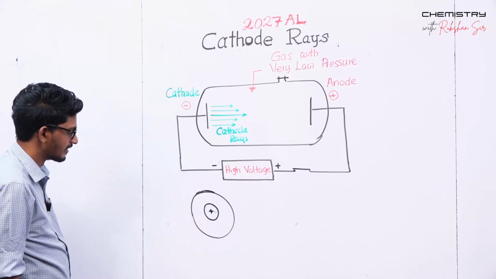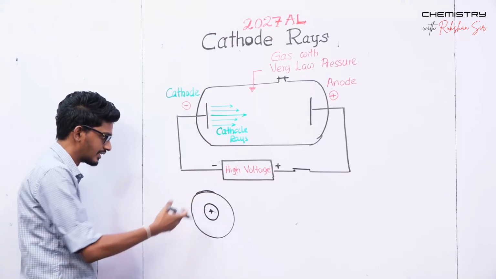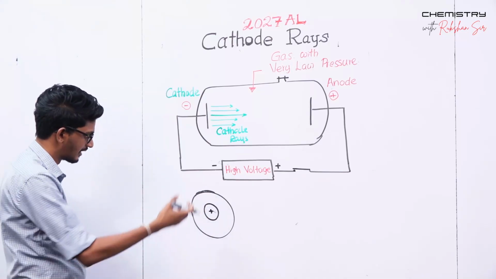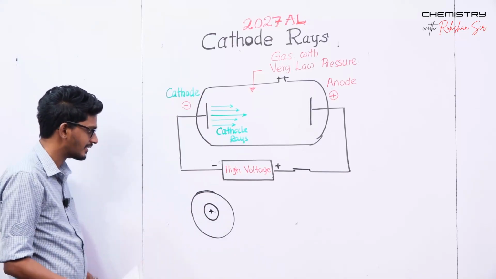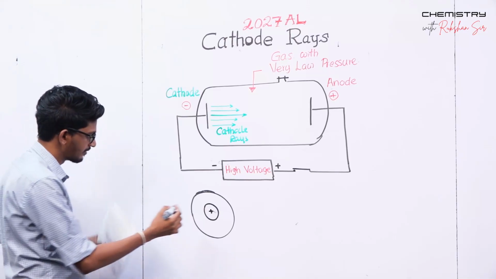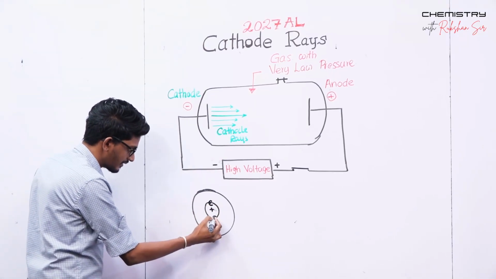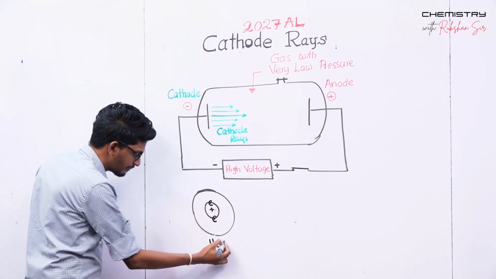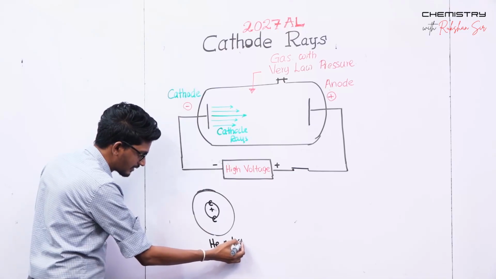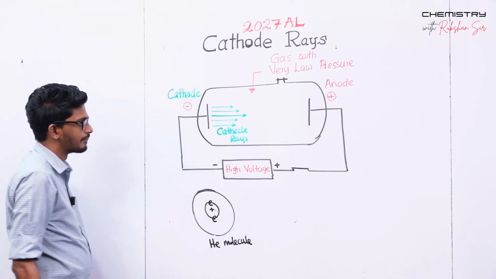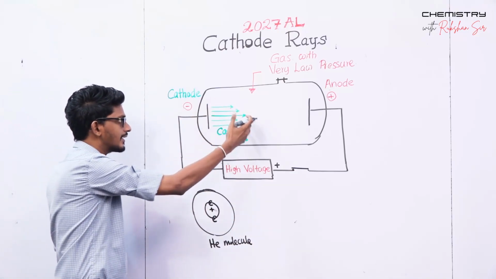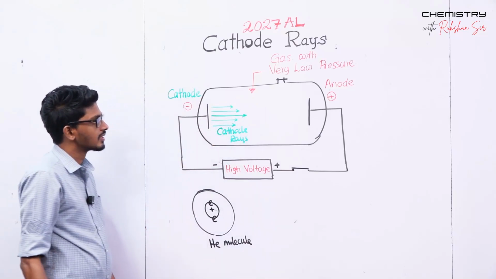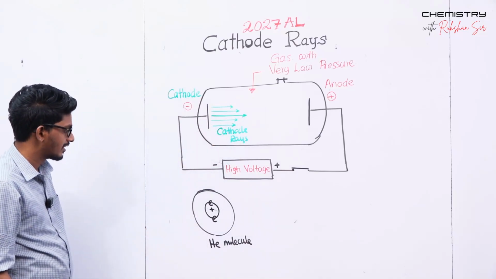The first energy level can have 2 electrons, the second energy level can have 8 electrons, like that. The helium atom has energy levels, and there you have electrons. This is a helium atom appearing inside the Crookes tube. So what will happen?